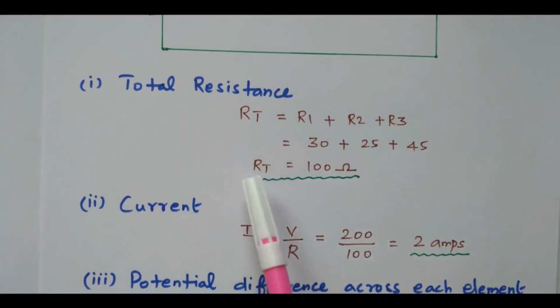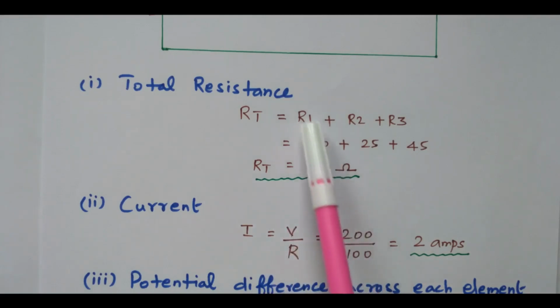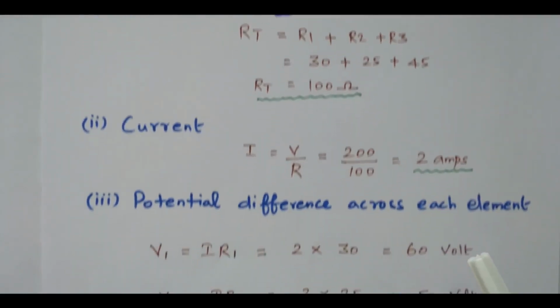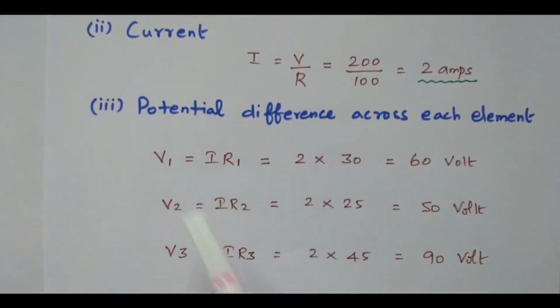So we have easily calculated total resistance, that is the sum of individual resistors. From the RT value, by using V by RT, we calculated total current also. Now we'll go to the potential drop across each element. That is also very easy. V1 equals I into R1, because current is the same in the entire series circuit. So the current will be I. Potential drop across R1 is V1, R2 is V2, R3 is V3. So V1 equals I into R1, where I is 2 ampere, into R1.